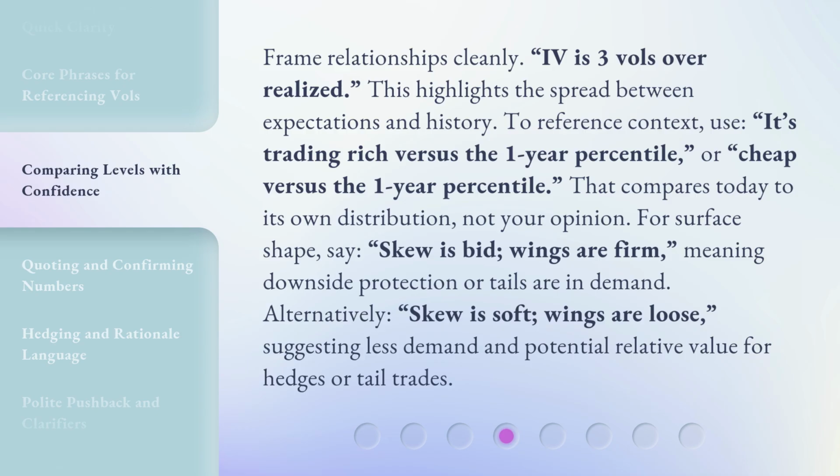For surface shape, say, skew is bid, wings are firm, meaning downside protection or tails are in demand. Alternatively, skew is soft, wings are loose, suggesting less demand and potential relative value for hedges or tail trades.